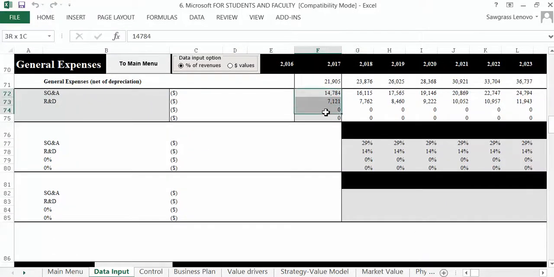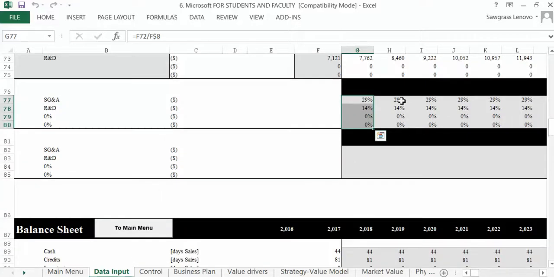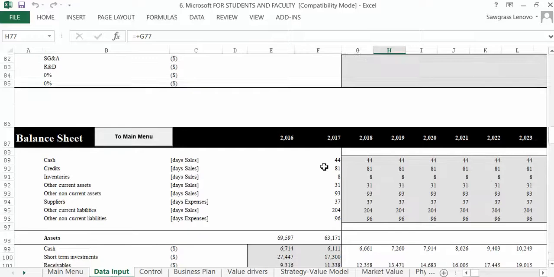You put here the historical expenses, and here you put the percentages of revenues. So of the general expenses. So you can change year by year. So here is 29%, but you can change. You can do it manually.